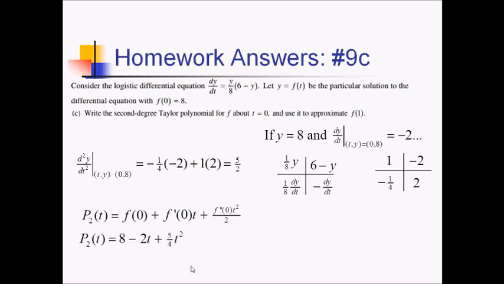And I'm not quite done here because they wanted me to approximate f of 1 using this polynomial. So I can say f of 1 is approximately equal to 8 minus 2 times 1 plus 5/4 times 1 squared. And I've got all constants, so I'm actually done. But if I wanted to simplify this, this is going to be, let's see, 6 plus 5/4. So that's going to be 24/4 plus 5/4, which is 29/4.